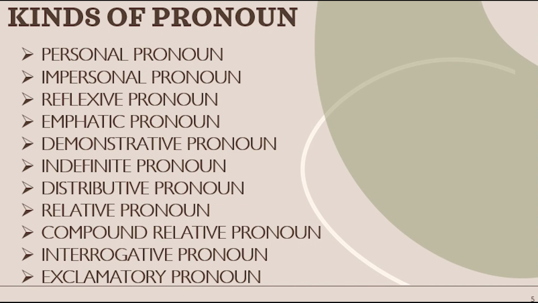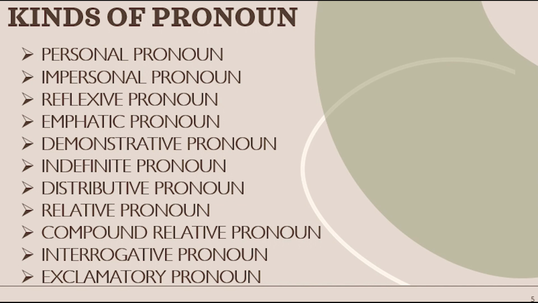Okay, so let's discuss the kinds of pronoun. First one is the personal pronoun. Now, I, we, you, he, she, it, all of them are referred to as personal pronouns. They are personal. Now, we categorize these personal pronouns into first person, second person, and third person pronouns.